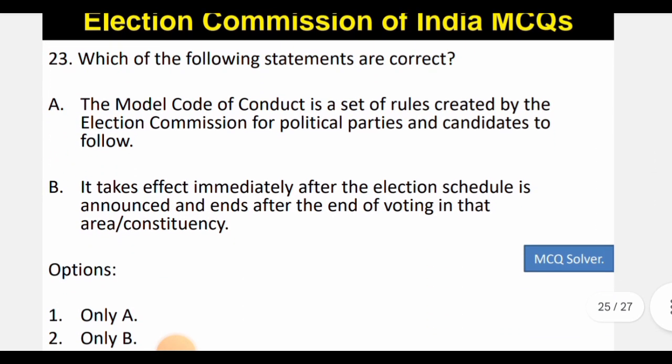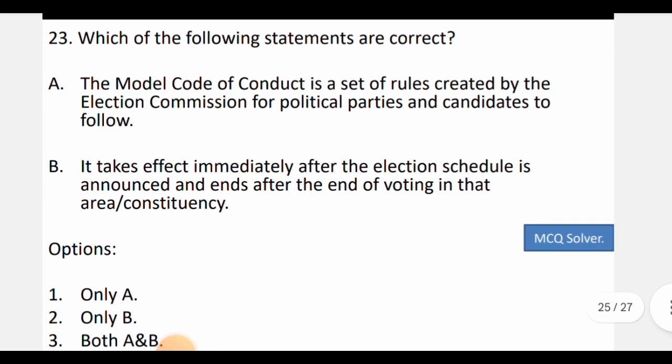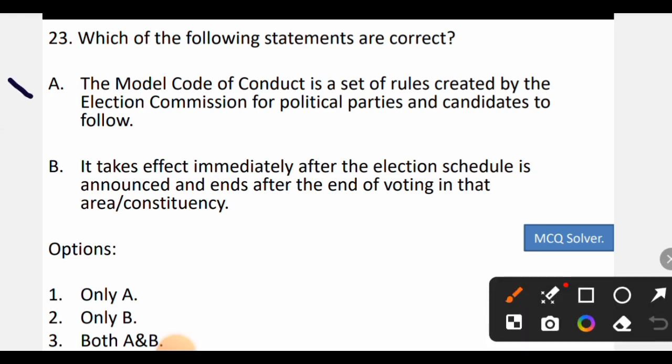Which of the following statements are correct? So first we will look into the options. Statement A: the model code of conduct is a set of rules created by the Election Commission of India for political parties and candidates to follow. This is the correct statement.